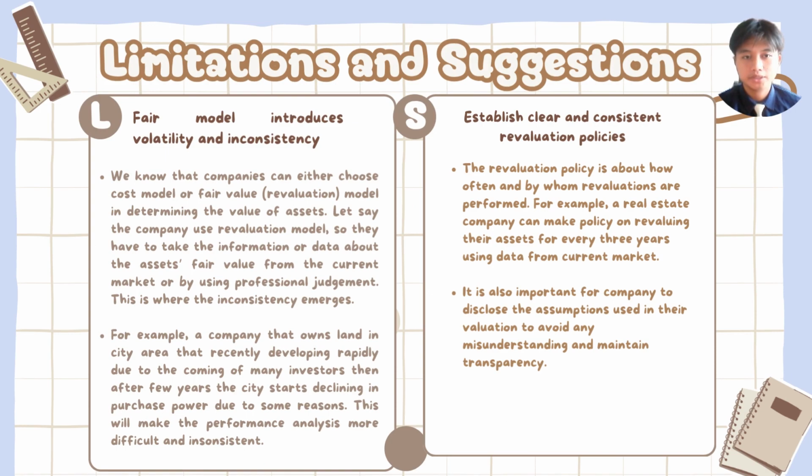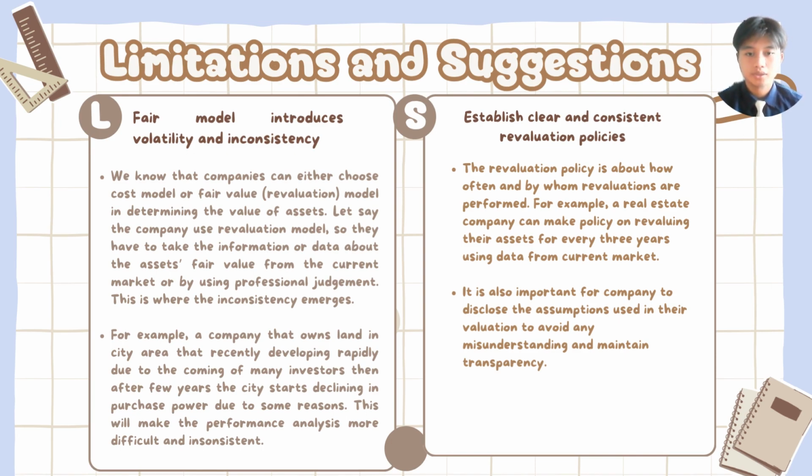And the last limitation and the suggestion I want to share today is fair value model introduces volatility and inconsistency. We know that companies can either choose cost model or fair value or revaluation model in determining the value of assets. So let's say the company uses revaluation model. They have to take information or data about the assets' fair value from the current market or by using professional judgment. This is where the inconsistency emerges.